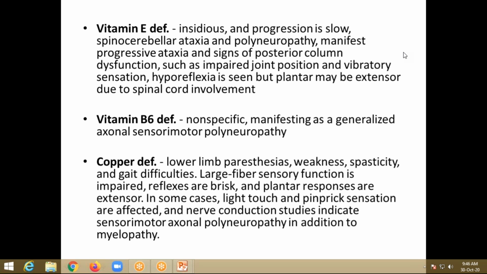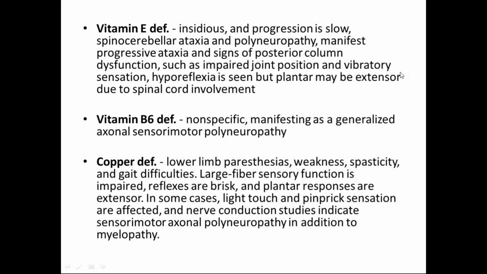In vitamin B6 deficiency, there are non-specific manifestations as a generalized axonal sensorimotor neuropathy. So the axon is involved in this, and sensorimotor polyneuropathy is seen. Up to now these are the vitamin deficiencies, and then coming to micronutrient deficiencies like copper deficiency. In copper deficiency, there is lower limb paresthesia, tingling sensations, weakness, spasticity, stiffness, and gait difficulties. Large fiber sensory function is mainly impaired. The reflexes are very brisk and plantar responses are extensor.